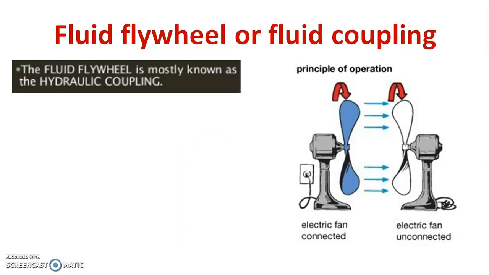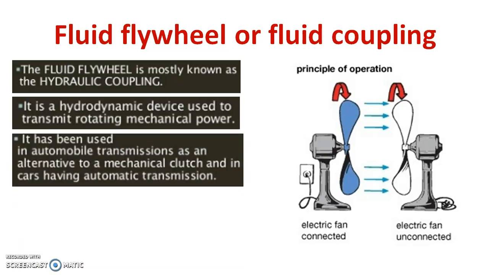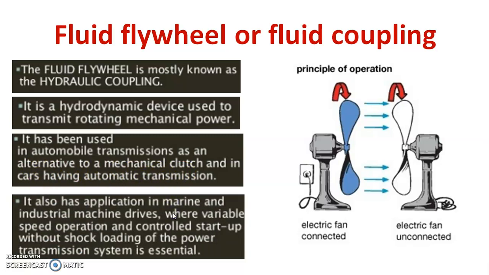A fluid flywheel is also known as a hydraulic coupling. So what is coupling? Coupling means connection. It is used to connect two shafts, that we know very well. It is a hydrodynamic device used to transmit rotating mechanical power. It has been used in automobile transmission as an alternative to the mechanical clutch, in cars having automatic transmission. It also has application in marine and industrial machine drives, where variable speed operation and controlled startup without shock loading of the power transmission system is essential.